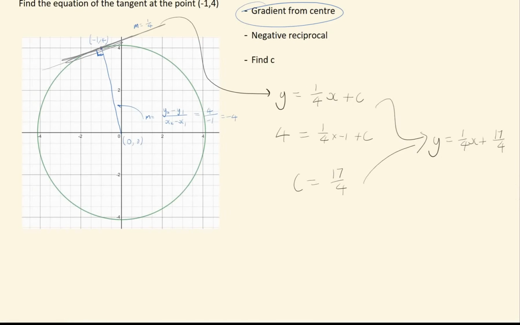And again, all I've done there is just followed these 3 steps. Gradient from the centre, that was finding this minus 4. I then took the negative reciprocal to give me the gradient of my tangent line, and then I plugged in the coordinates minus 1 and 4 to work out my value of c. And that was it.